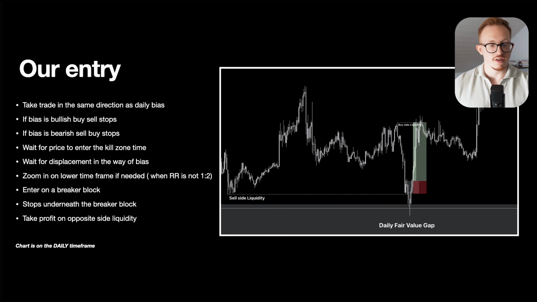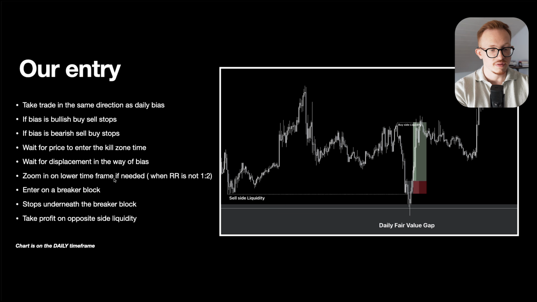Then you want to wait for price to enter the kill zone time. I didn't mark it out right here, guys, but this is New York kill zone time. This was around 9 a.m. in the morning. Then we want to wait for displacement in the way of our bias. As you can see right here, there is a very strong displacement in the way of our bias.